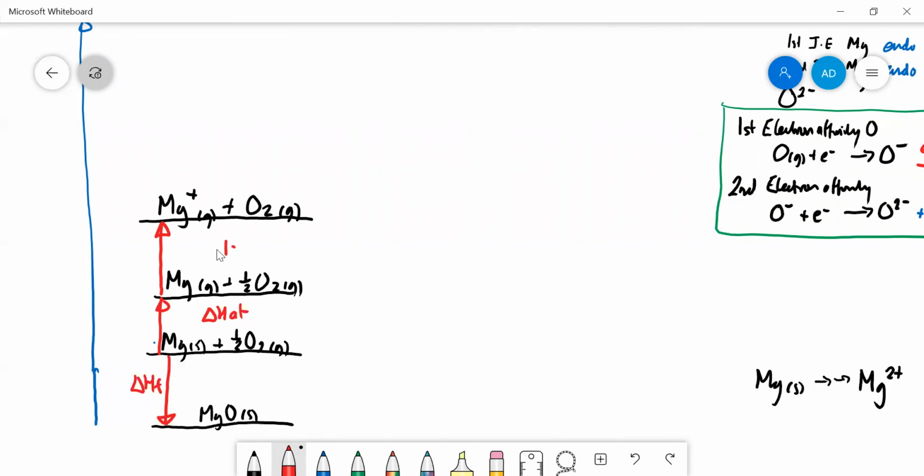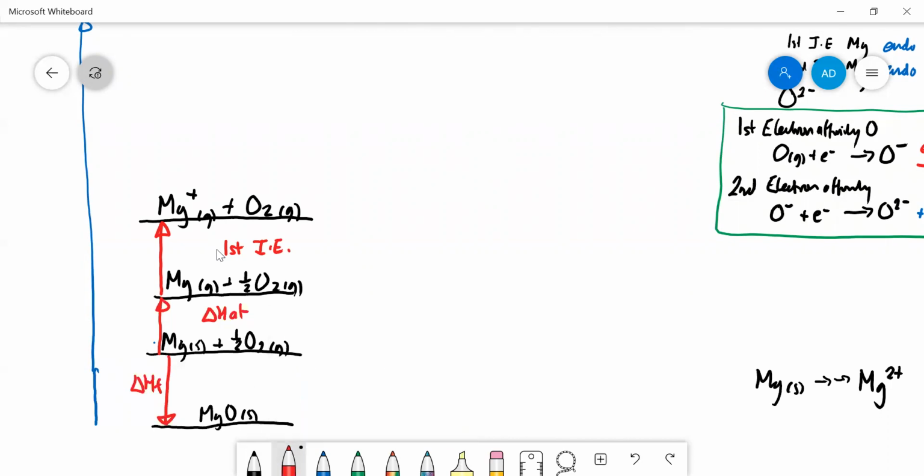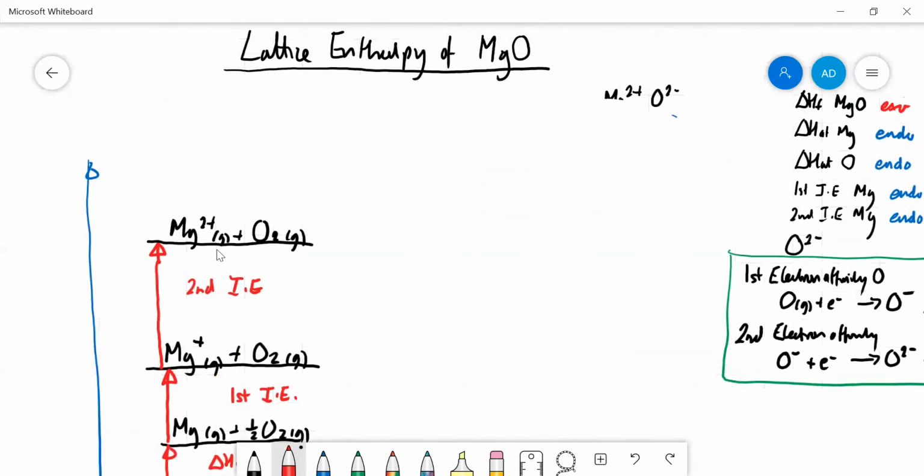So that's going to be the first ionization energy. And then we're going to turn it into an Mg2+ ion, so that should be bigger, shouldn't it? Mg2+ gas and O2 gas. That's the second ionization energy. So we're glad to have left some room.